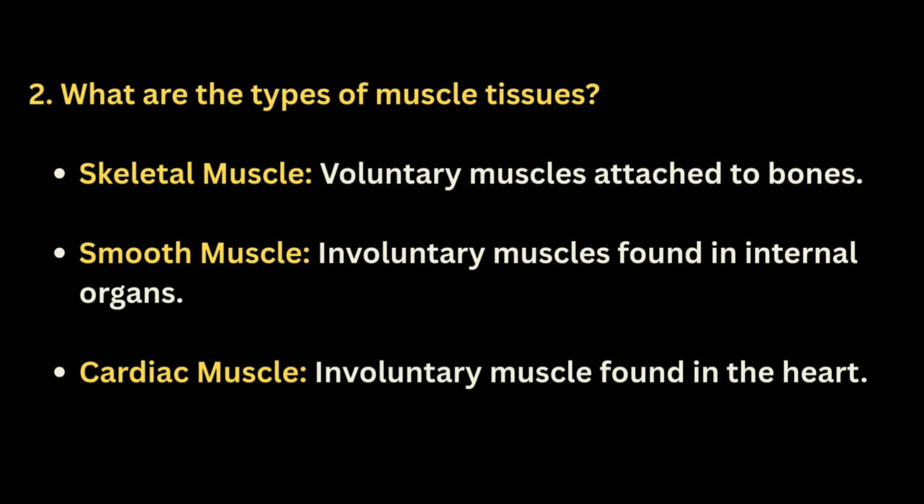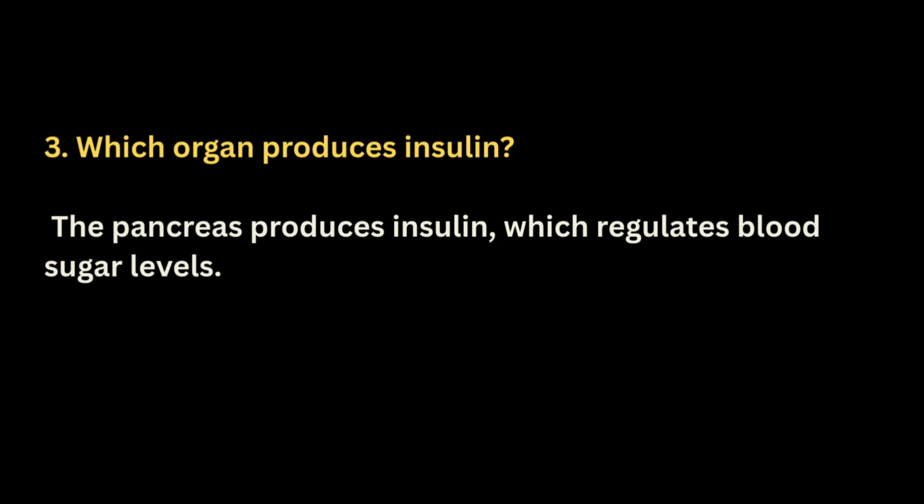Second question, what are the types of muscle tissue? First one is skeletal muscle, that is a voluntary muscle attached to the bones. Second one is smooth muscle, involuntary muscles found in the internal organs. Third one is cardiac muscle, involuntary muscle found in the heart.